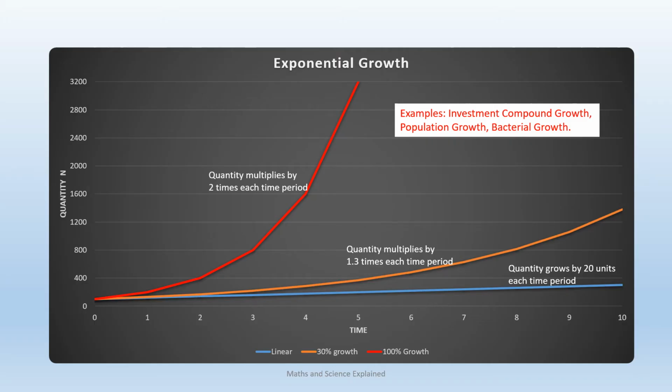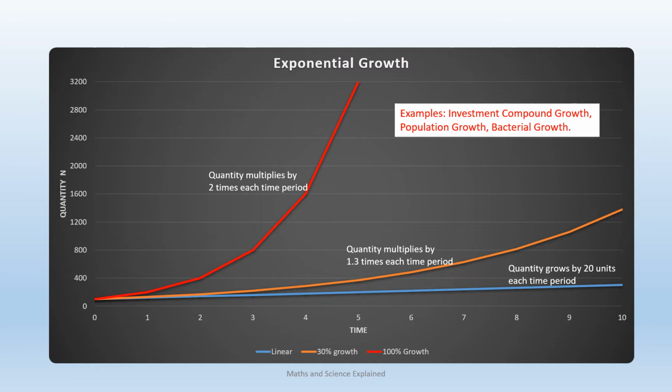The three lines all start off at 100 units. The blue straight line represents linear growth, where the quantity grows by a fixed amount each time period. In this particular example, it's 20 units. Thus, the quantity grows from 100 to 300 over the 10 time periods. An example may be the stock level of an item if 20 units are bought per day with no usage. The growth here is not dependent on the existing stock level.